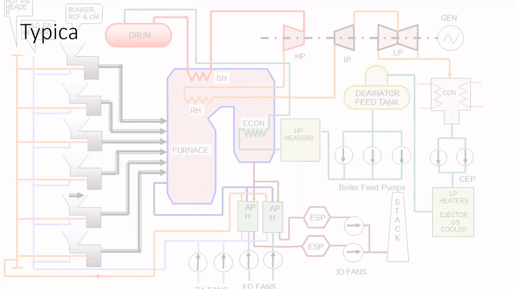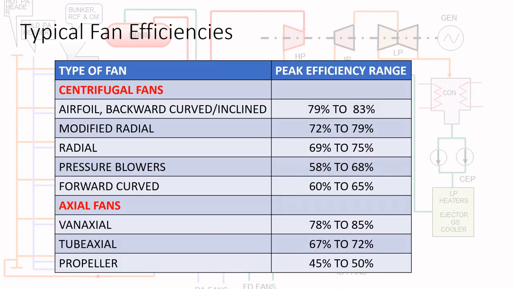Now typical fan efficiencies. They depend on the types of fan being used, and the peak efficiency range is given in the table. The aerofoil backward inclined centrifugal fans, modified radial fans, pressure blowers, forward curved fans, and axial fans are also there. So different types of fans are there, and the peak efficiency has been given in this table.